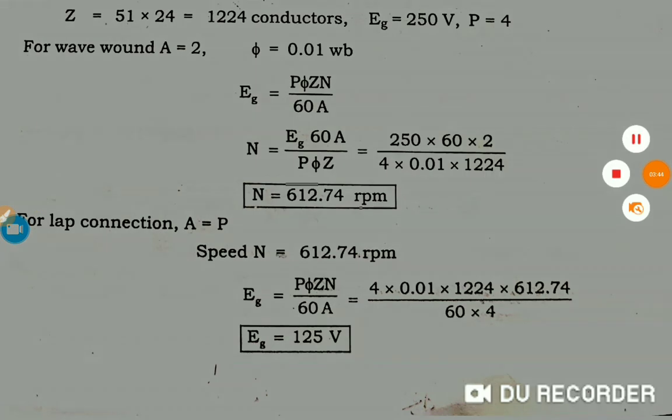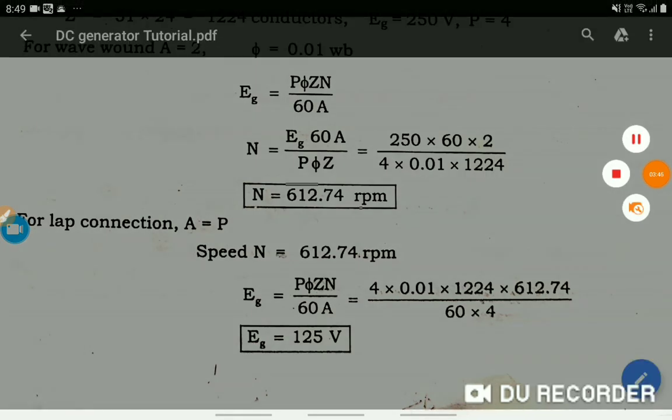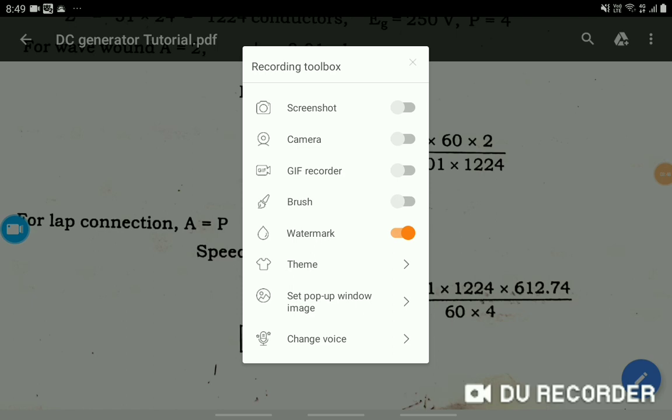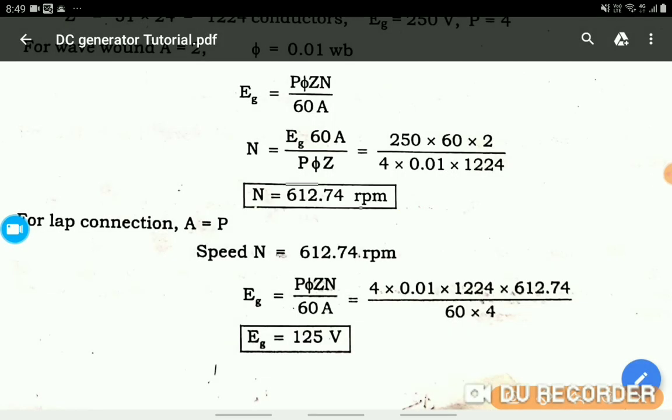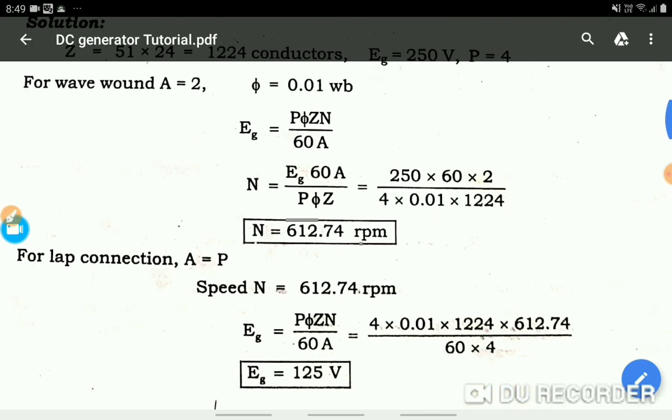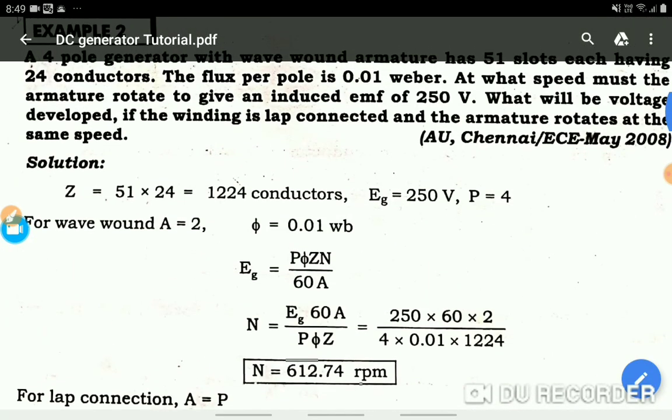So making a substitution: Eg 250, 60, for wave wound A equal to 2, poles 4, flux 0.01, conductors 1224. The speed arrived is 612.74. The unit of speed is RPM. That's it, the first subdivision is completed. We'll pass on to the next subdivision.